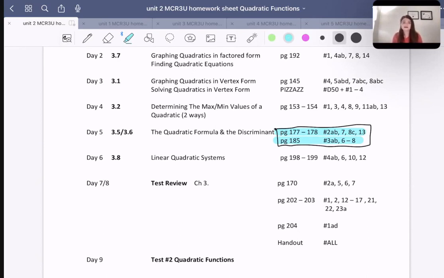Next time we will talk about some factoring and also some graphing using the factored form. And then we'll talk about linear quadratic systems, but we're almost there.